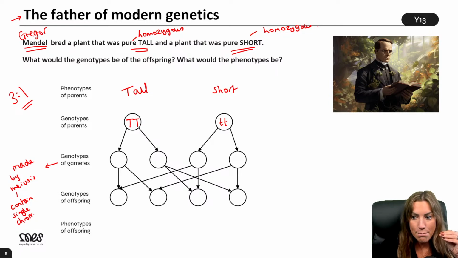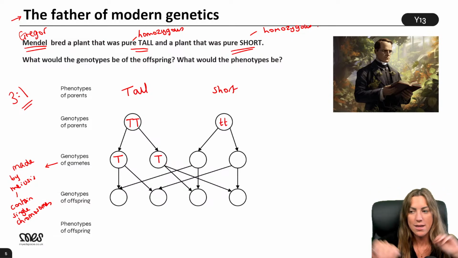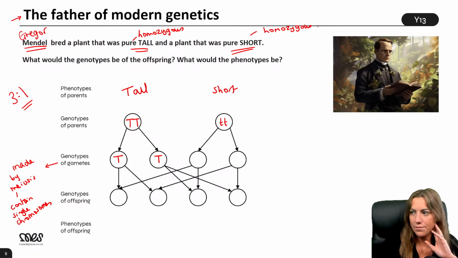They don't contain pairs. They contain single chromosomes. Remember, a gamete is haploid. It contains single chromosomes, so you wouldn't have two alleles for the same gene in a gamete. You'd only have one, because we separate those pairs of chromosomes. So the gametes will only contain one copy of that gene, one allele for that gene. This parent will obviously make gametes with recessive alleles in.